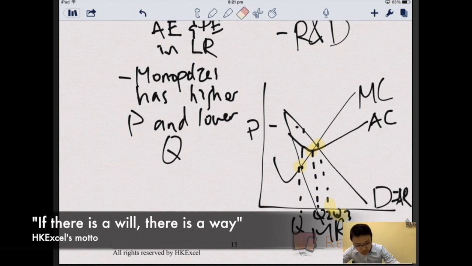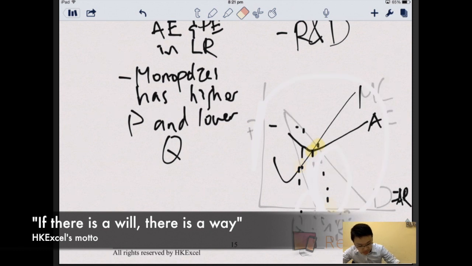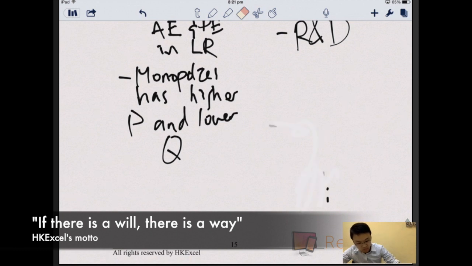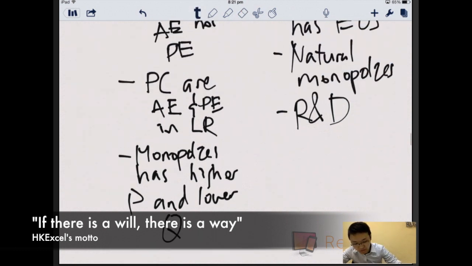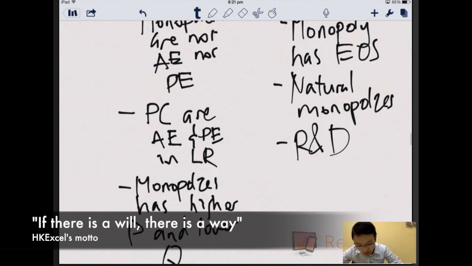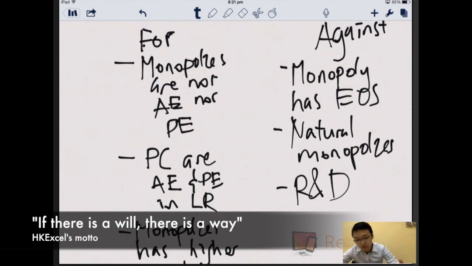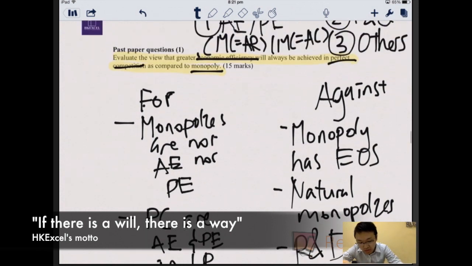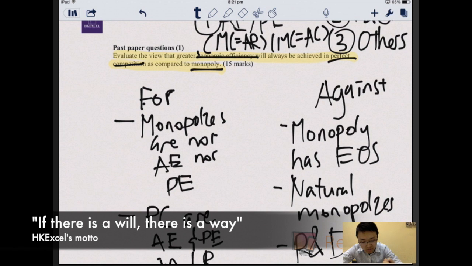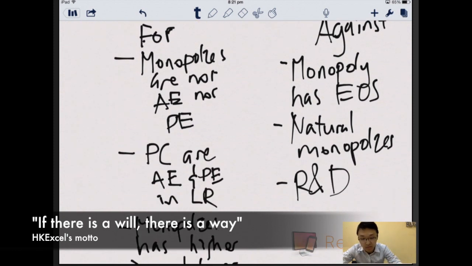Okay. So now let's look at our next argument. Okay. So the next argument is that perfect competition is allocative and productive efficient. So now let's go back to the structure of this essay. So we're looking at argument 4, right? The statement in the essay is: evaluate the view that greater economic efficiency is achieved in perfect competition. So when we're arguing for the position, we're basically saying that perfect competition is better, right? So perfect competition is allocatively and productively efficient. This argument will go under argument 4.